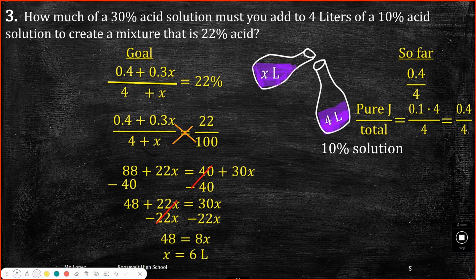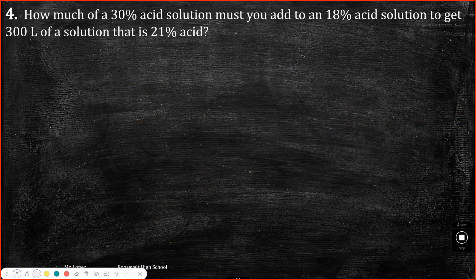All right, number 4, we're almost done. Let's go to number 4. How much of a 30% acid solution must you add to an 18% acid solution to get 300 liters of a solution that is 21% acid?